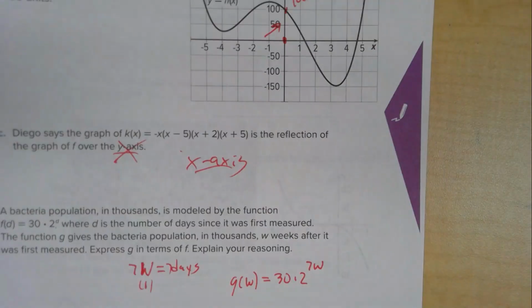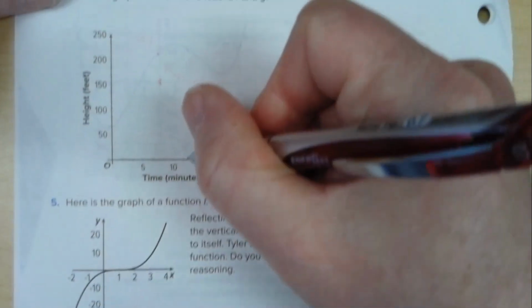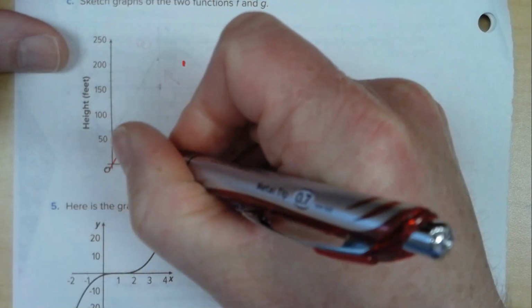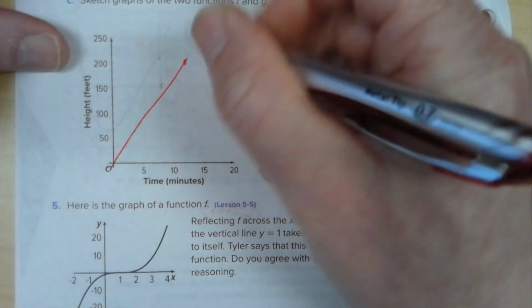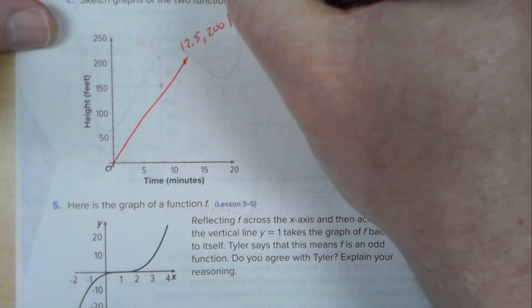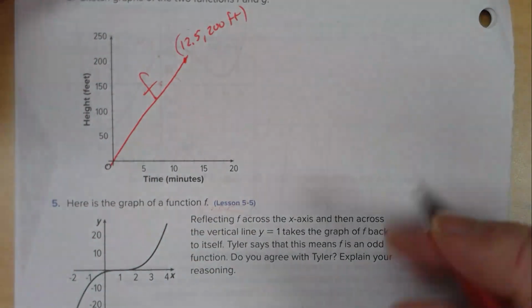Let's put that graph on this page here. So at 12 and a half minutes, it's up at 200. So the hot air balloon rises. So at 12 and a half minutes, it's at 200 feet. And this is the F equation. Now what happens?